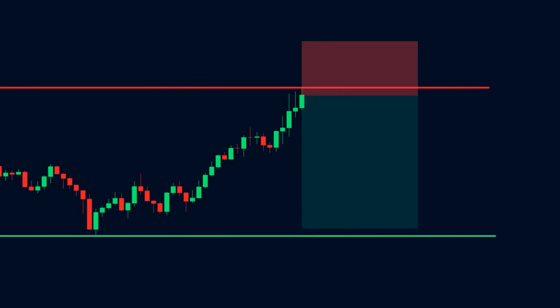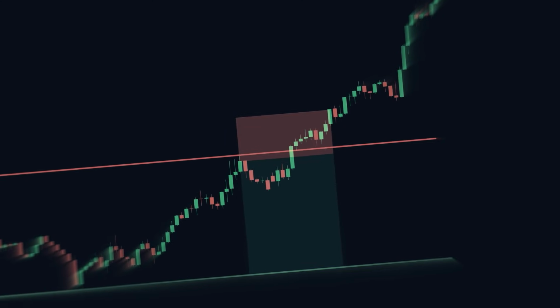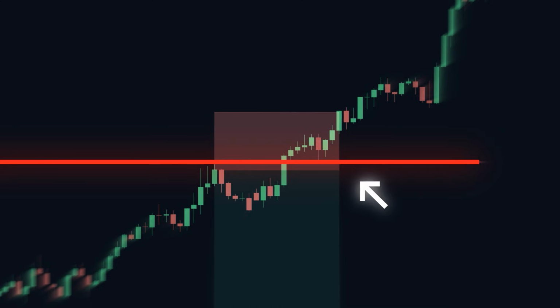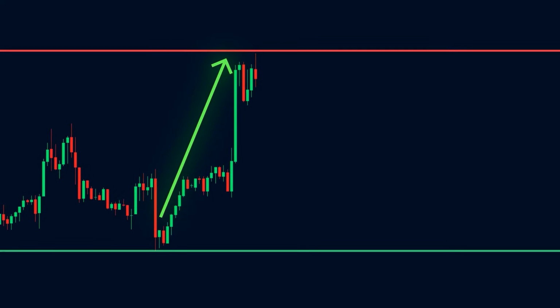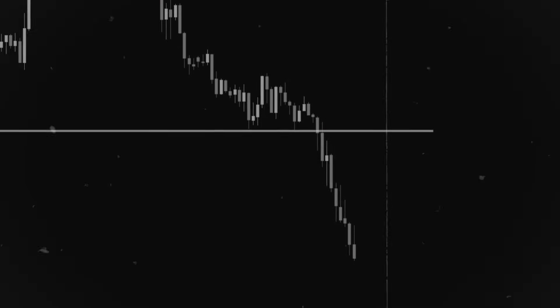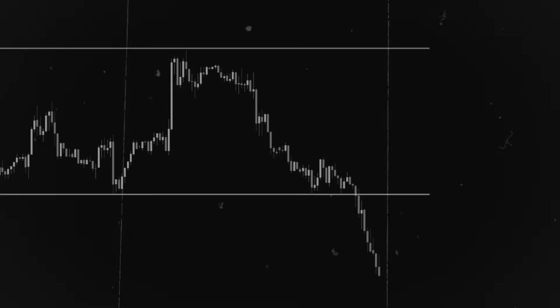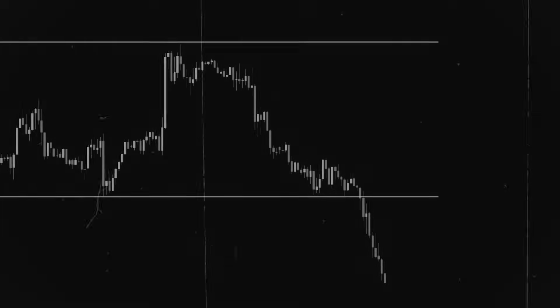If your support and resistance levels keep failing, it's not because the market is unpredictable. It's because you're trading levels that were never strong to begin with. You mark a level, price reacts once, and you assume it matters. Then price comes back, cuts straight through it, and your trade is over in seconds. That's not bad execution. That's trading unproven levels.